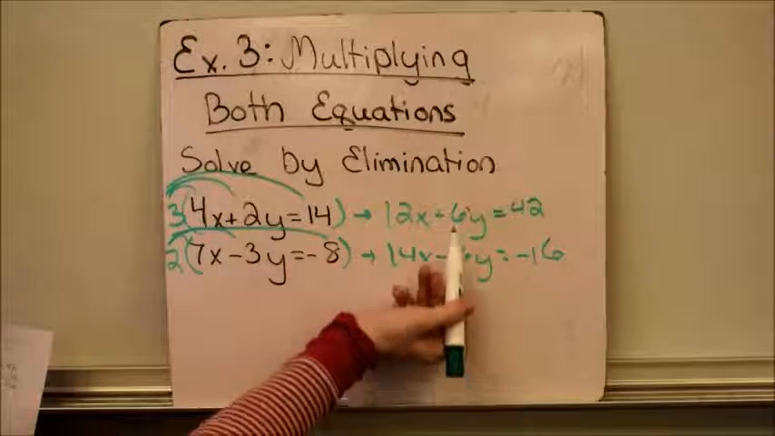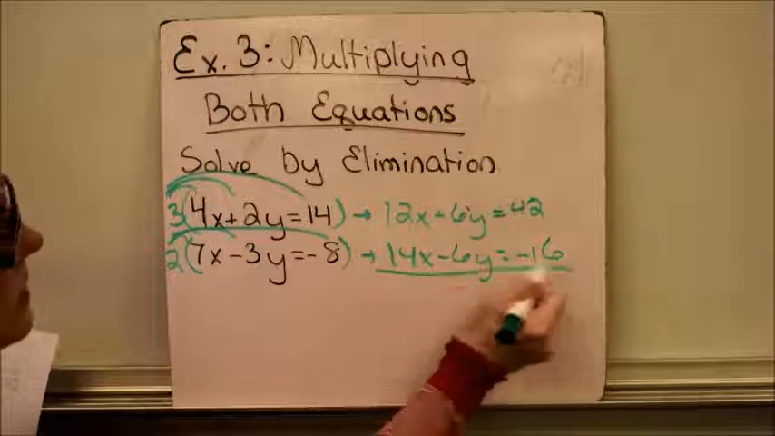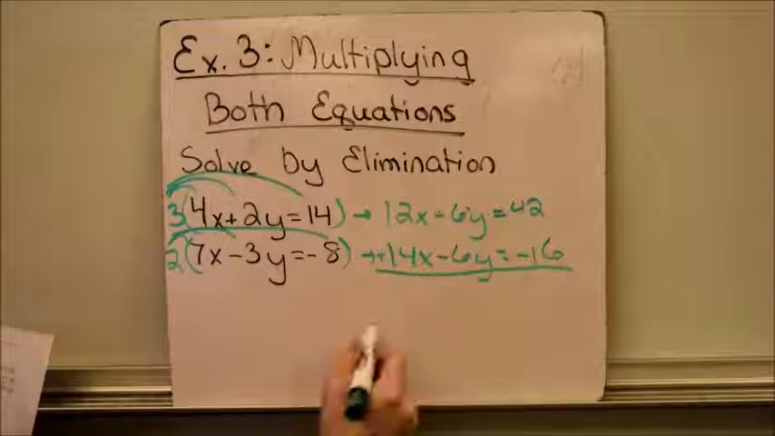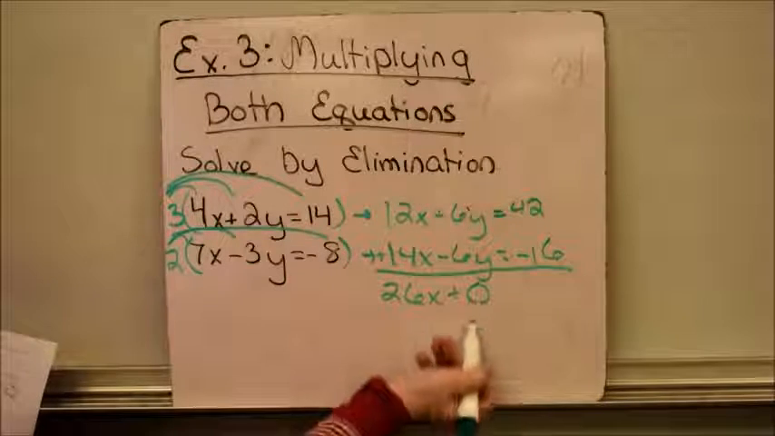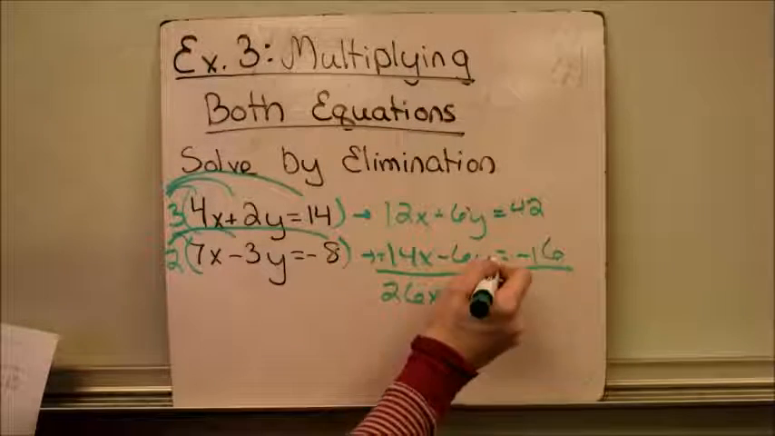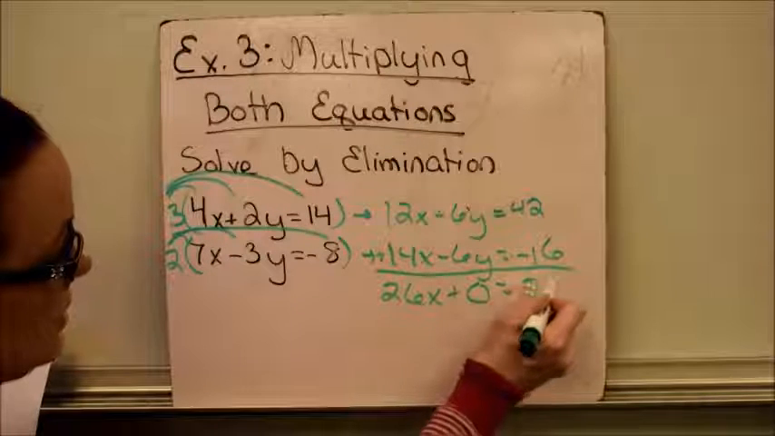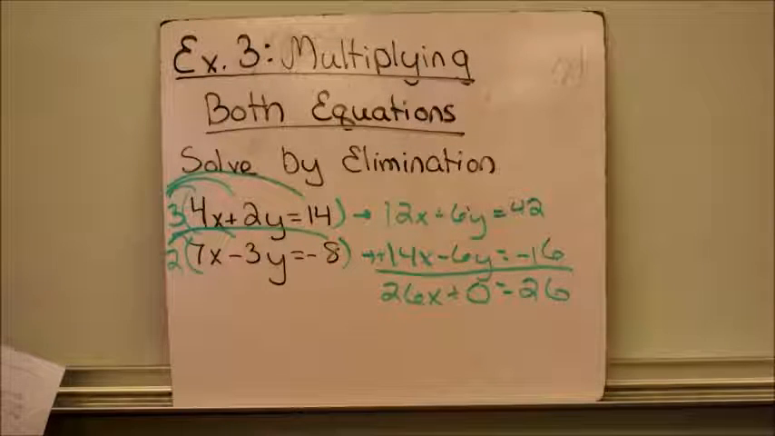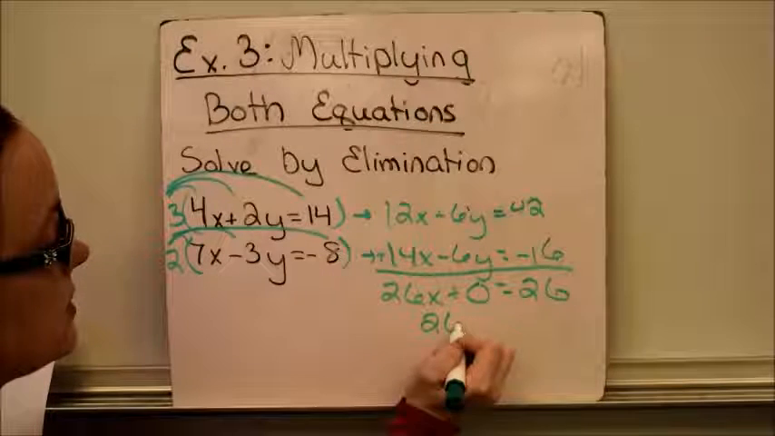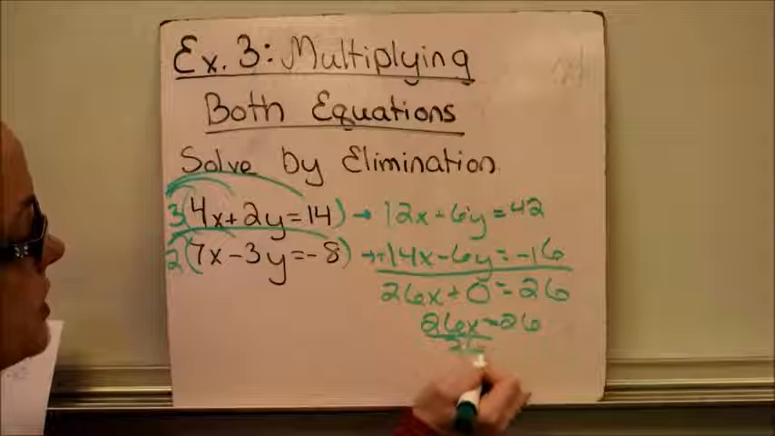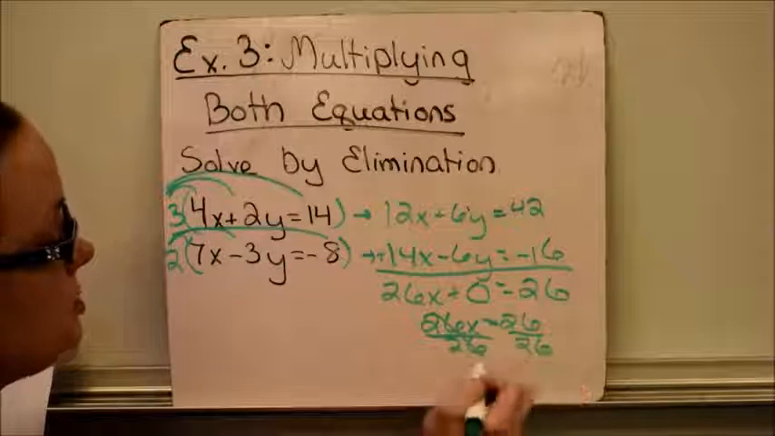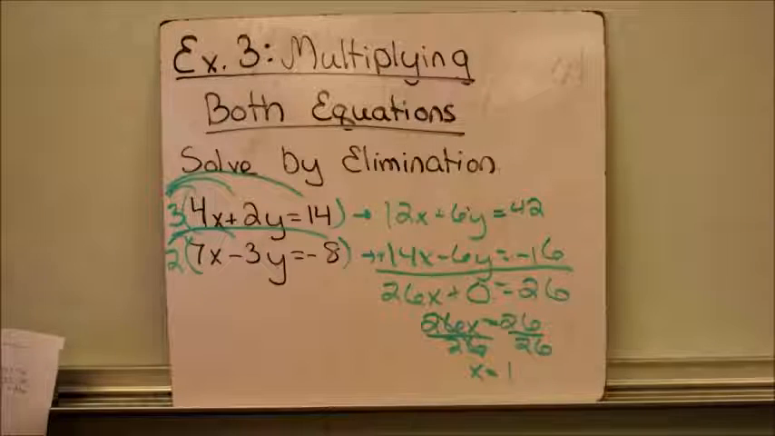Now our y term is in a position to cancel out when we add these together. So 12 plus 14 is 26x. This is 0 because this canceled out. And 42 plus negative 16 is 26. All right, so that was our first step. Our second step is going to be to solve for x. So if we have 26x equals 26, we can divide by 26 to cancel that out. And 26 divided by 26 is 1, so x equals 1.